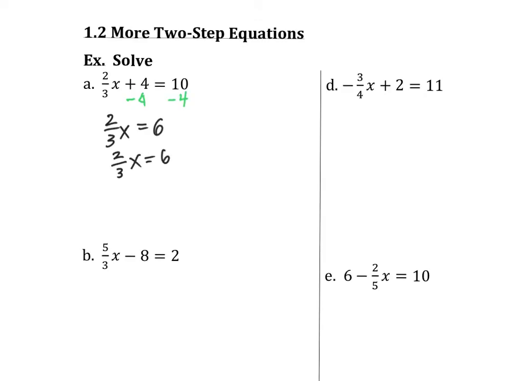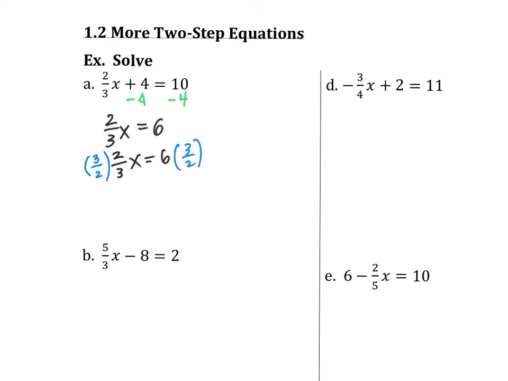Now I want to cancel the 2/3 in front of the x. Normally we divide, but if I divide by 2/3, that's going to be kind of messy. So I want to cancel the 2/3. I'm going to try to cancel the 2 and the 3 at the same time. The way I'm going to do that is multiply by the reciprocal, that's 3/2. Now I have a 3 on the top, a 3 on the bottom, 2 on the top, 2 on the bottom. If I do it to the left side, I do it to the right side.